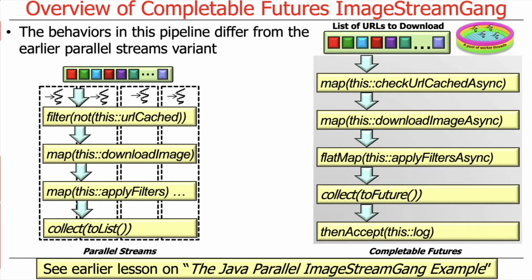And we'll see that there's a bunch of different ways to do this. We're going to compare and contrast completable futures with parallel streams. Parallel streams is something we've talked about before. And the thing to note is that there are different pipelines here. They both use streams, but one of them is parallel streams, and the other is sequential streams with completable futures.